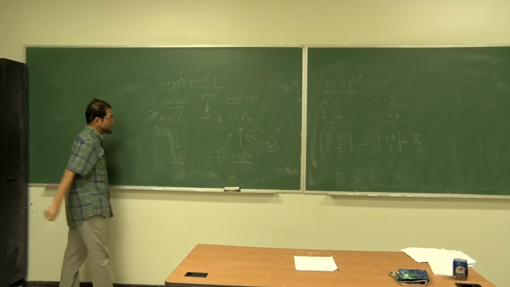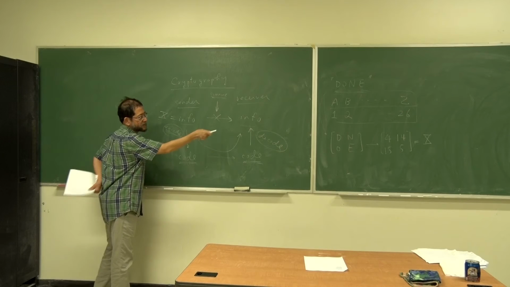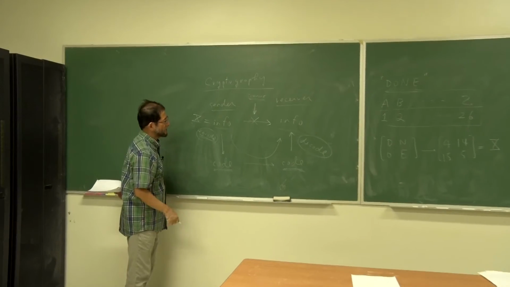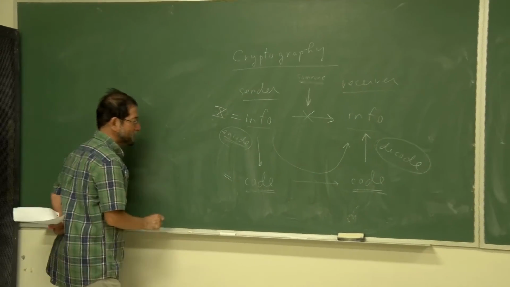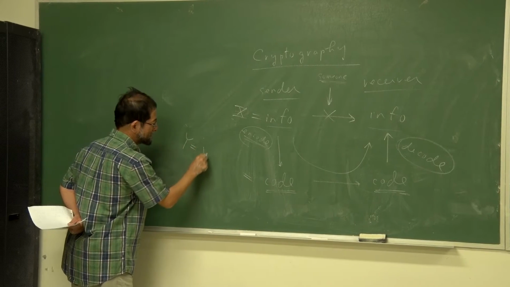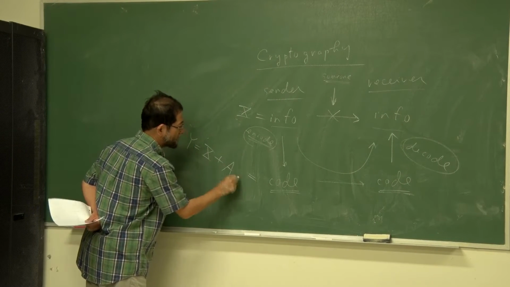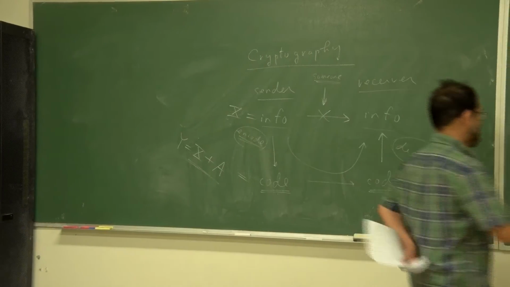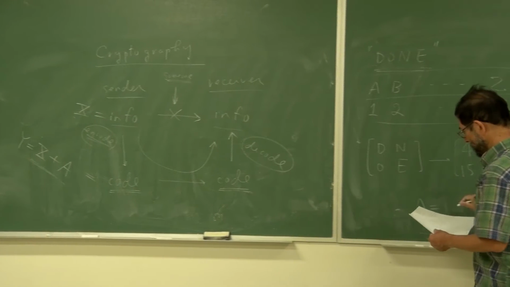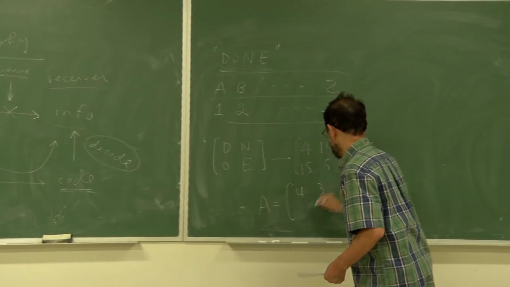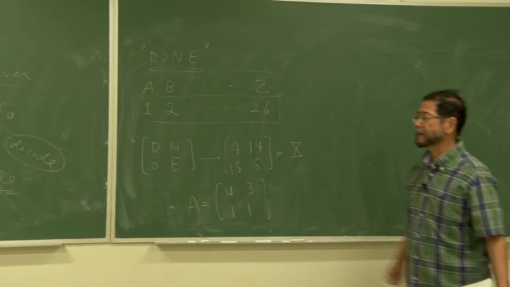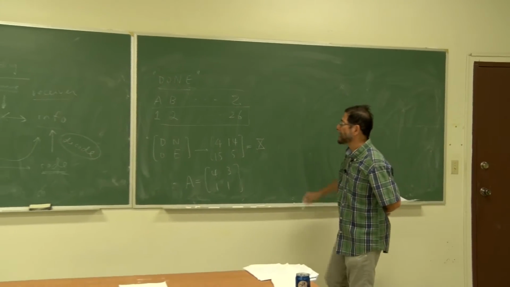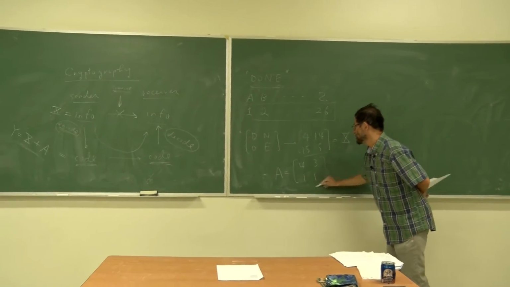Now, if you simply send this, it is still easy to break. So let's use a simple encoding operation. Let's say A is the matrix 4, 3, 1, 1. Then using Y equals X plus A, you can encode this matrix X to Y.